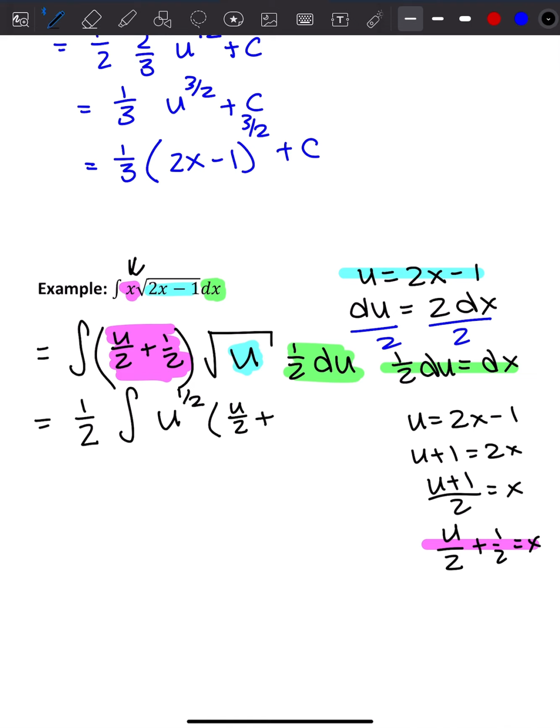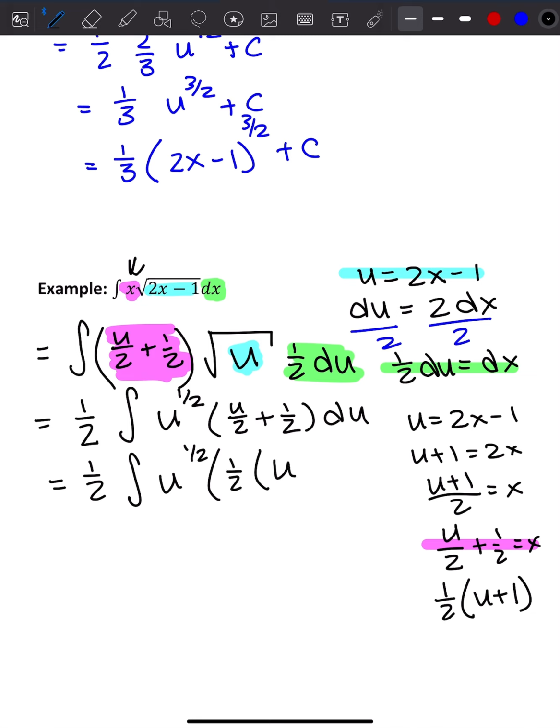So I have u^(1/2) times (u/2 + 1/2) du. There's one more thing that I can do if I want to. Over here, we have u/2 and 1/2, so I could pull a 1/2 out of everything and make this u + 1. We're going to do that so that we can get a factor of 1/2 out. So I have this 1/2 out front. I have u^(1/2) times 1/2 (u + 1).